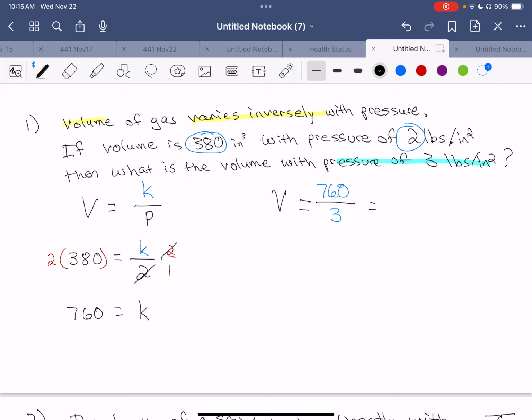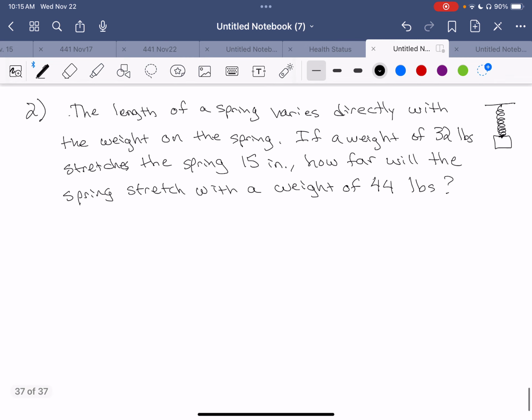And we get 253.3 repeating, and they said to round, so if we round to the 10th place, then this would be our volume. This is in cubic inches. That's it. Let's do one more example with the direct. Very similar, just starting from a different relationship first.